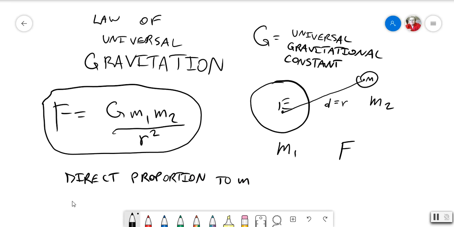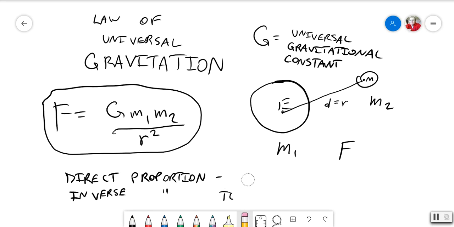The radius squared, the distance between them, is in the bottom, which is what we call an inverse proportion to R squared. So in other words, the bigger the mass, the bigger the force, the less the mass, the less the force. That's what a direct proportion is. The greater the distance, the less the force. That's what an inverse relationship means. So force equals G M1 M2 over R squared.